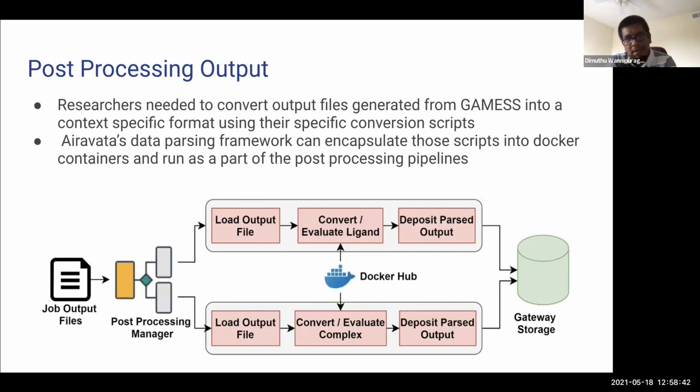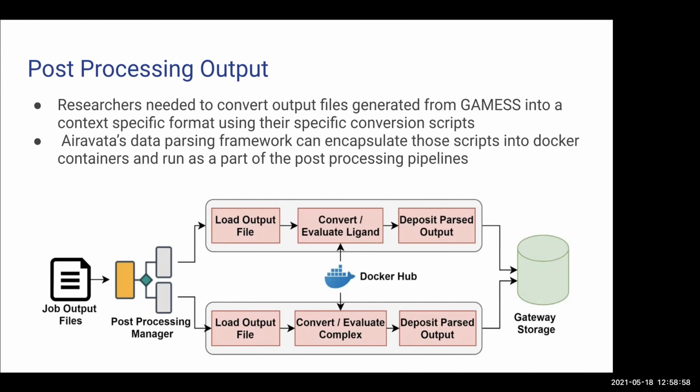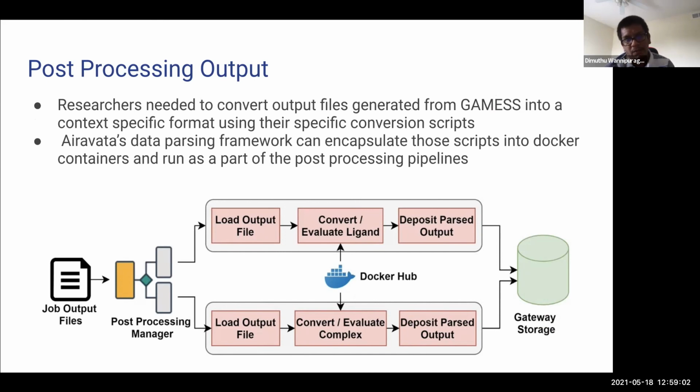Then, once we get the outputs, Aaron wanted to convert those outputs to a domain-specific format for downstream processing. So they gave us some conversion scripts. We had a framework called the data parsing framework. We inject those scripts as wrapped Docker containers, and the data parsing framework loads the output files generated from the cluster and converts them using the scripts that Aaron provides. Then we get the new, user-friendly outputs, and we put them into the gateway storage. At the end of the day, the PI gets the raw outputs generated from the cluster and also the parsed outputs generated from our infrastructure, so he can use either of them.